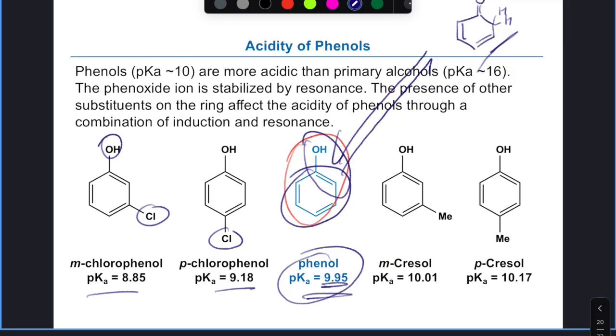Over here, we see the opposite trend. Meta and then para. Okay, so why is that happening? Why does methyl push it the other way? Methyl is a donor or withdrawer?